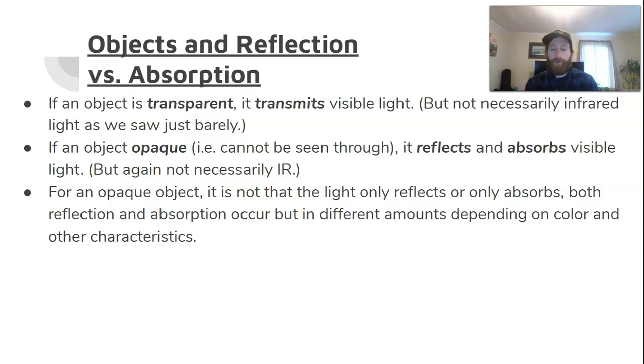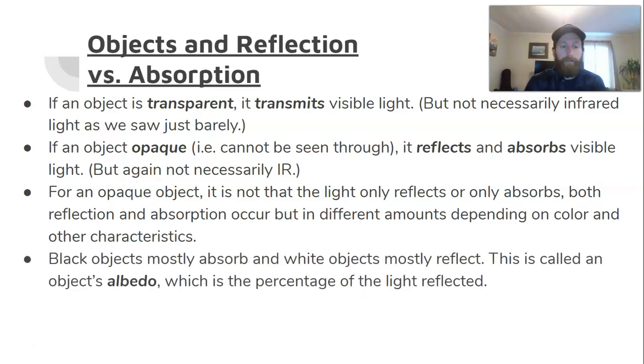For an opaque object, it is not that the light only reflects or only absorbs. Both reflection and absorption occur in different amounts depending on the color and other characteristics. So don't think of it as one or the other, it's absorbing or it's reflecting. In actuality, black objects mostly absorb, white objects mostly reflect.